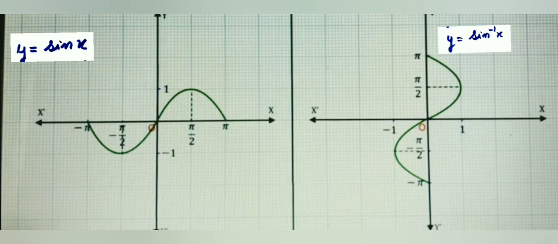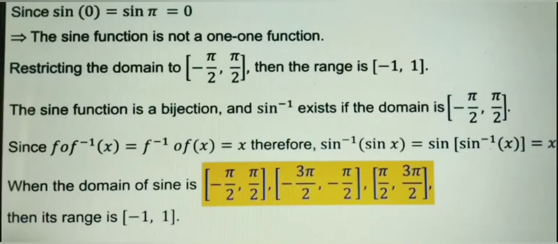On the left hand side, that is in the graph y is equal to sine x, the x-axis represents the angle and the y-axis represents the value. Whereas in the graph y is equal to sine inverse x on the right hand side, the x-axis represents the value and the y-axis represents the angle. So since sine 0 is equal to sine pi is equal to 0, the sine function is not a 1-1 function.